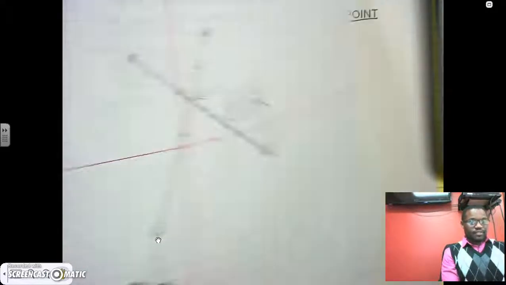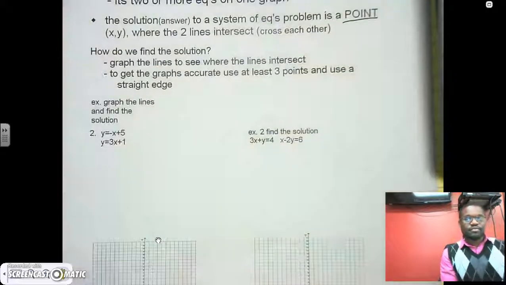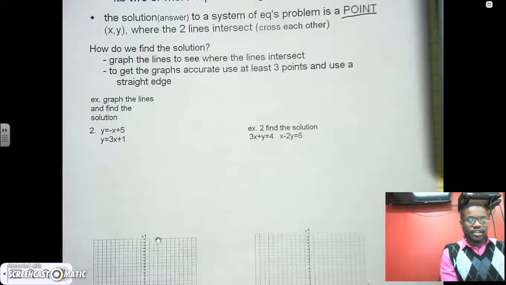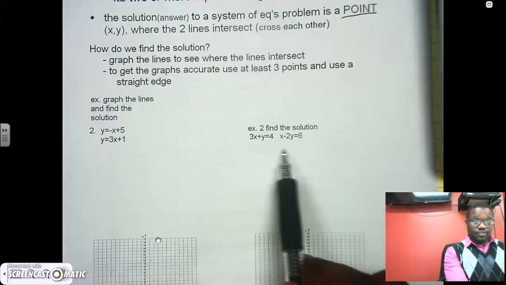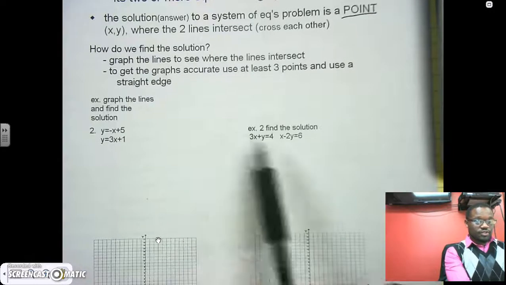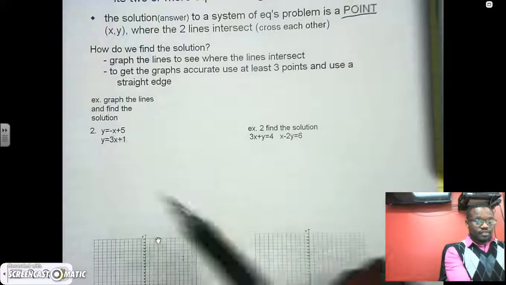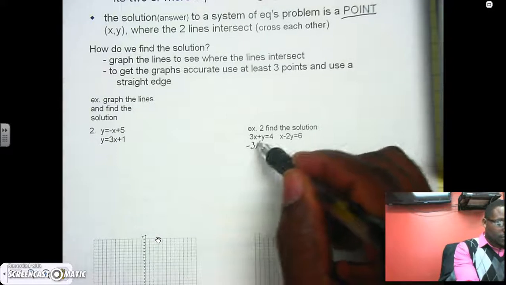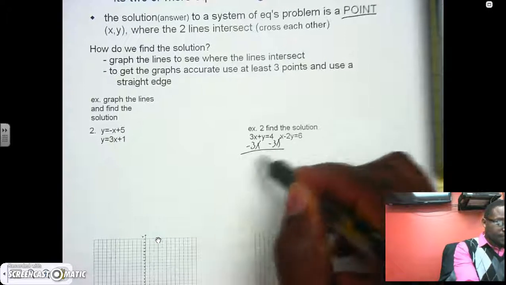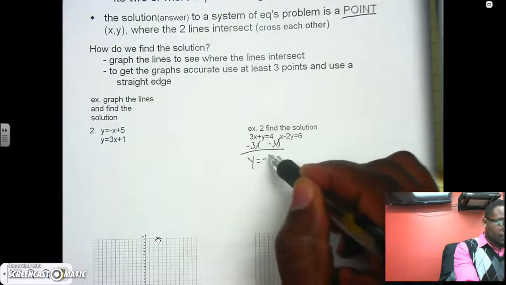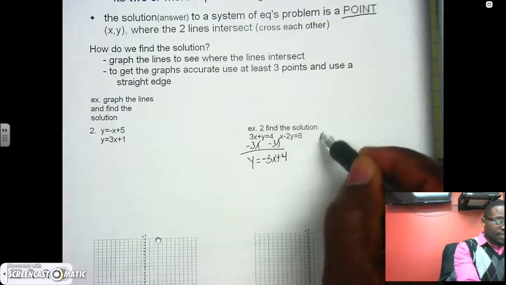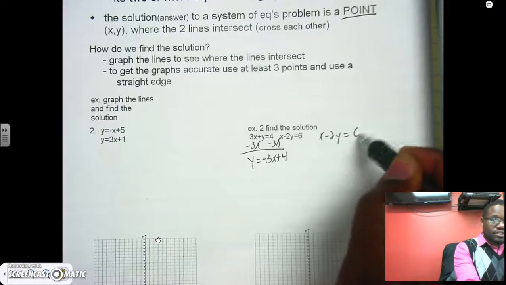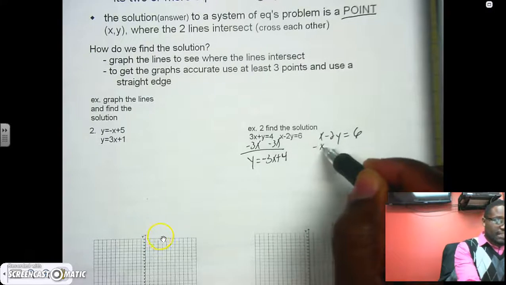Alright, let's look at our next example. They want us to find a solution, and we want to do it by graphing. Again, we can't graph this the way it looks. So these 2 equations don't look like the last one. So I'm going to put them in slope-intercept form. So I get y equals negative 3x plus 4. And then over here, with x minus 2y equals 6, I'm going to subtract x.